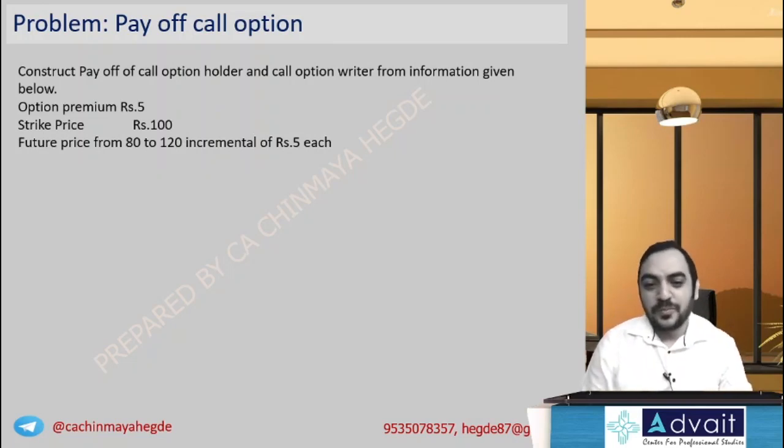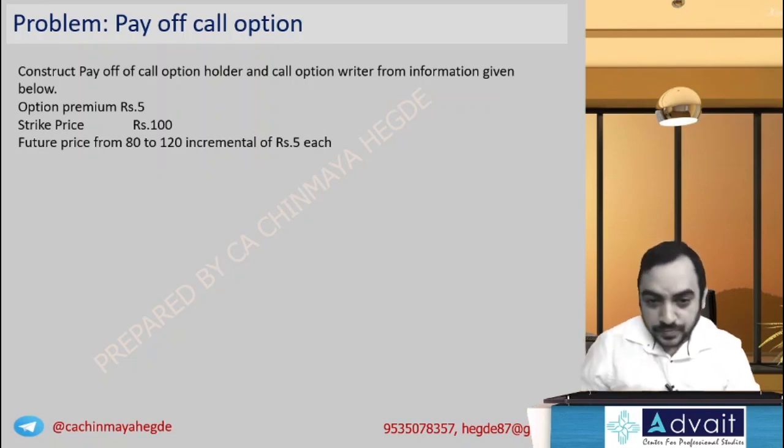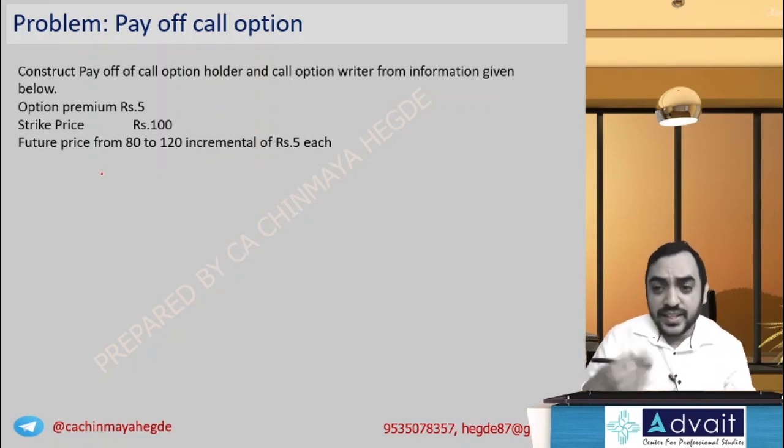Come to this problem. Construct the call option holder and call option writer payoff from the information given below. Simple one. Option premium 5 rupees, strike price 100, future price 80 to 100, incremental of 5 rupees each. That is, they're asking under various circumstances.